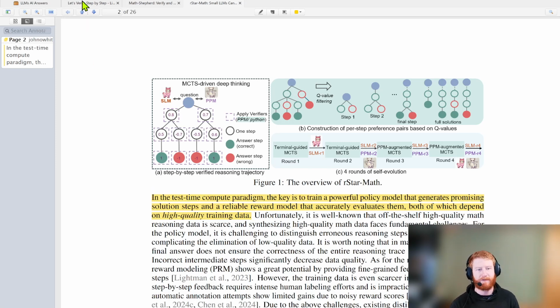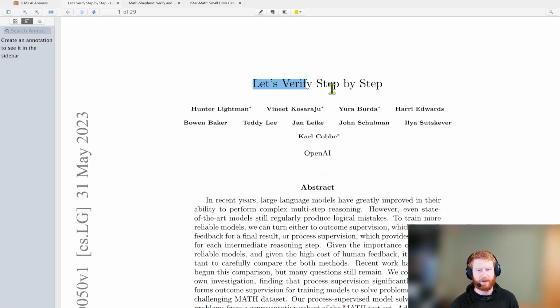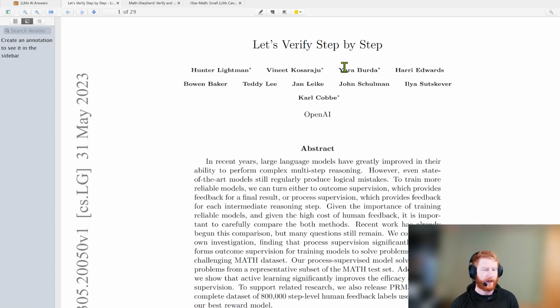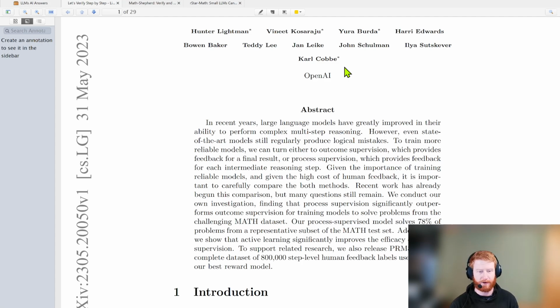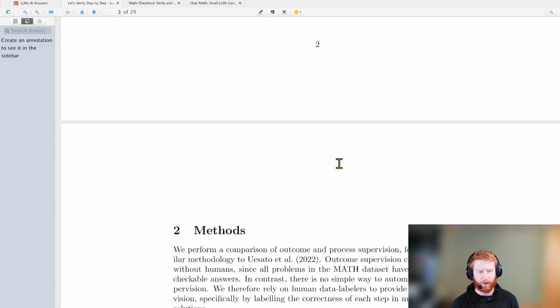Because there have been previous works that have done something like this. So I'll go now to a fairly famous paper from some researchers at OpenAI, "Let's Verify Step by Step." This paper introduced this idea of what they call process supervision, a process reward model that can give you a score for every intermediate reasoning step, and then using that to do search and to perform well.